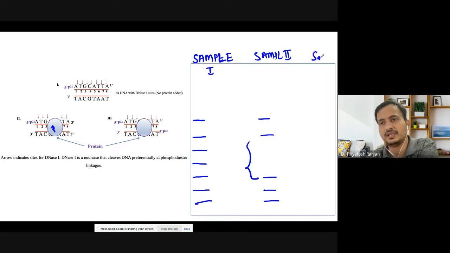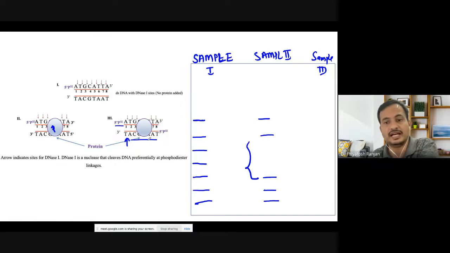Now, very carefully, we need to look at sample three. But remember, I do need to consider the lower band here. Why? Because DNase is going to work on both the strands, even in the case of the first and two. But I'm not bothered about the lower strand in case of the first and two, because that is not labeled. But here it is labeled. So let's consider it is making a cut here and at the same time here. So what am I going to get? I'm going to get a signal from this region as well as a signal from this region.